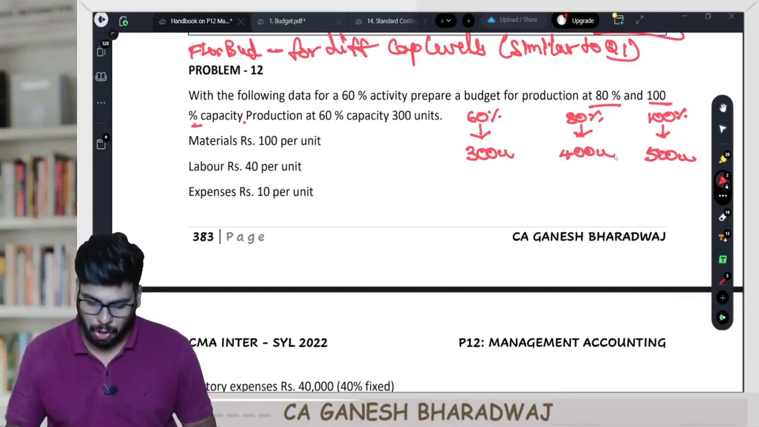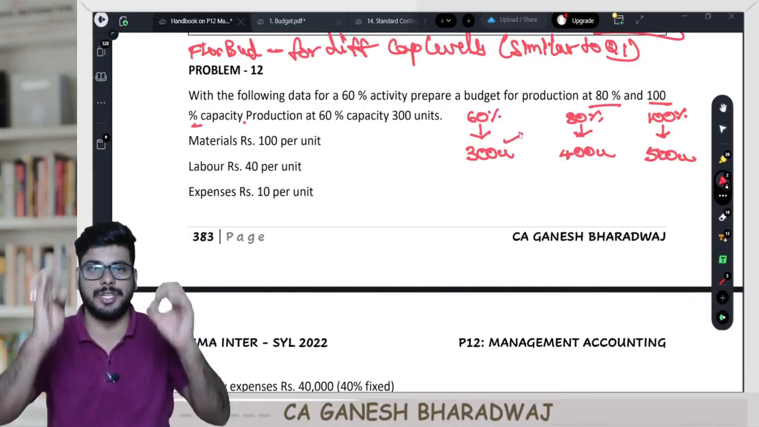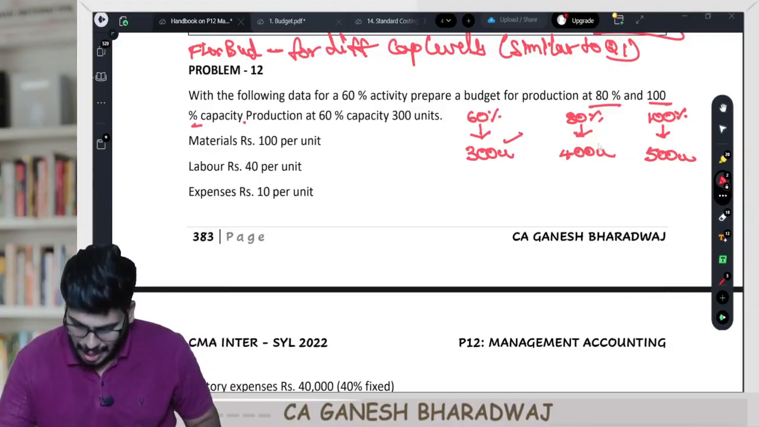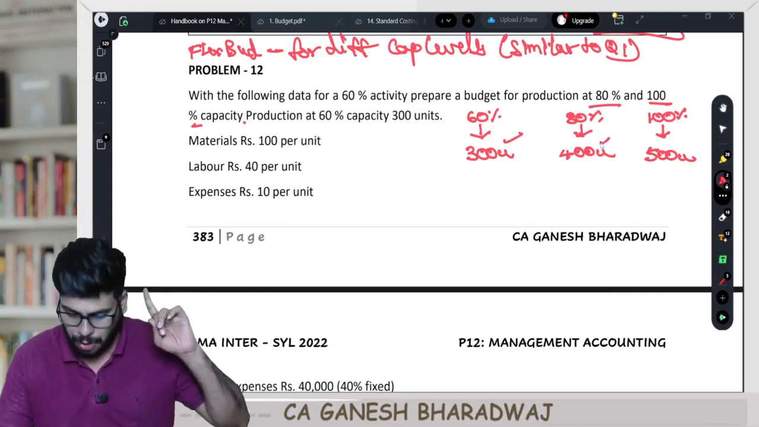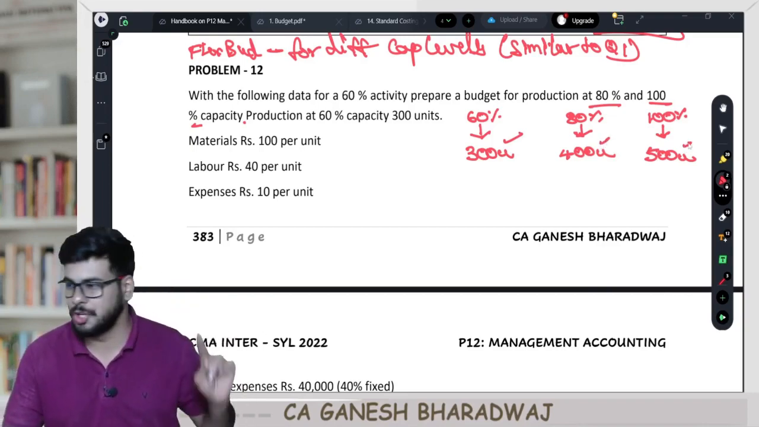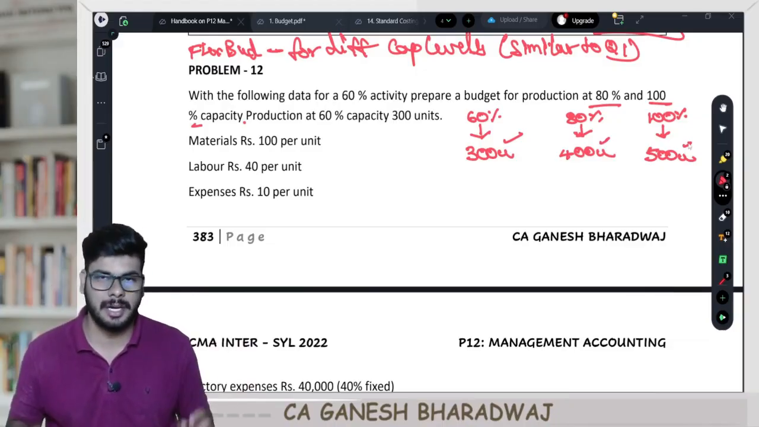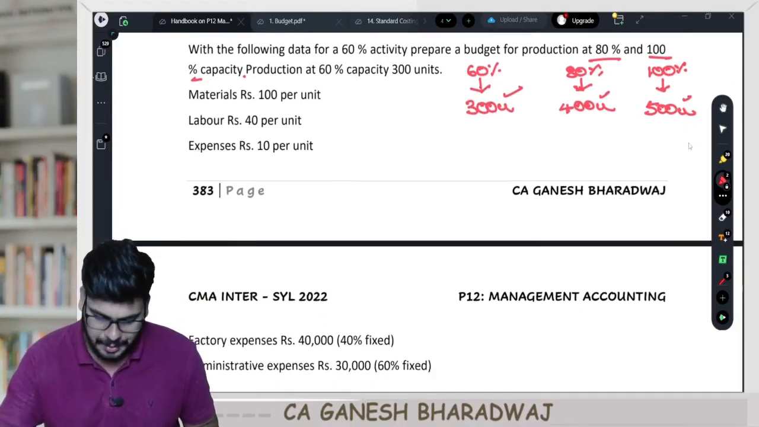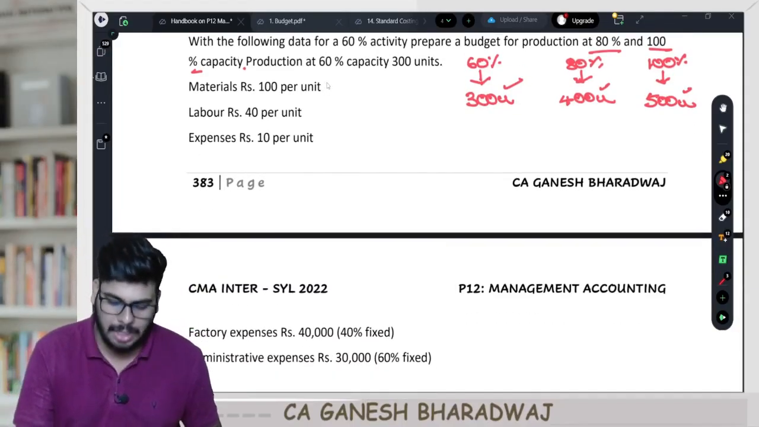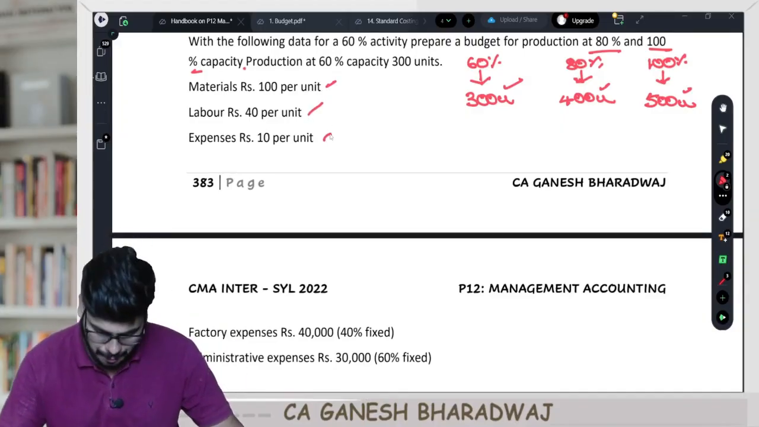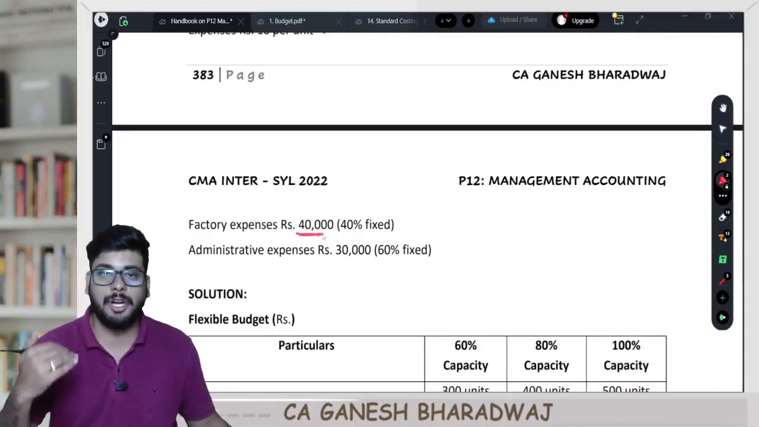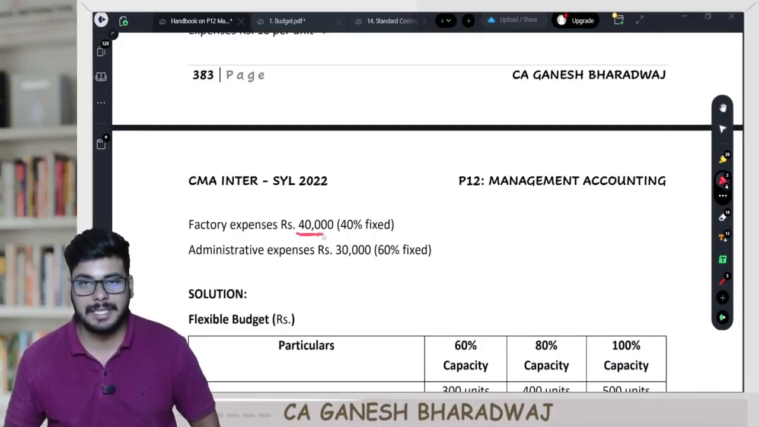Now, what have they given? They have given some cost data at 300 units output level. They are asking you to prepare a flexible budget when the company is operating at a volume of 400 units and when the company is operating at a volume level of 500 units. Clearly, this is a flexible budget scenario. At 300 units capacity level, that is 60% capacity level, the material cost is 100 rupees per unit, labor 40 rupees per unit, expenses 10 rupees per unit, and factory expenses they have given a bulk figure of 40,000, out of which 40% is fixed and the balance 60% is variable.